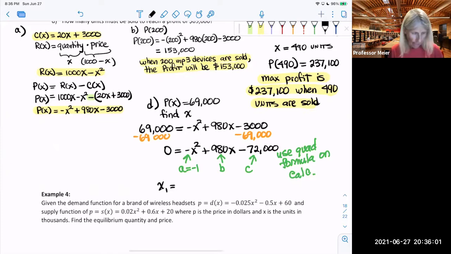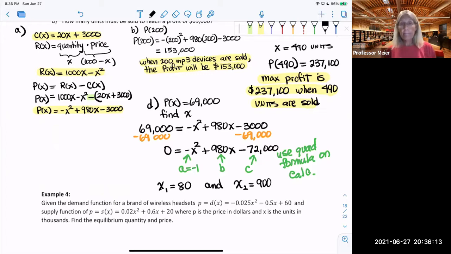What will come out of this will be two x values. It'll tell you x1 is 80, and the other x value is 900. It's going to give you the two solutions to the quadratic. If you don't have that calculator, then you'll have to run through the quadratic formula by hand. I recommend the calculator; it's going to help later on too.